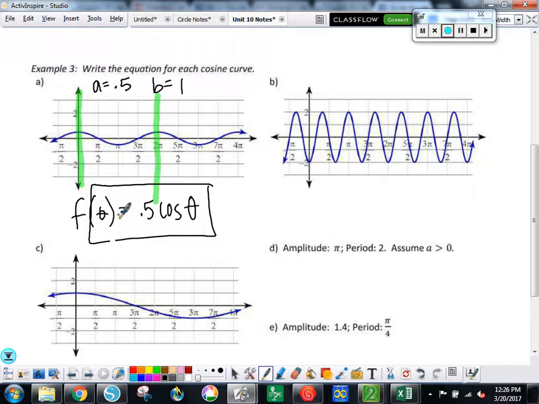It doesn't matter. Yeah, read it. What is b equal 1? B equals 1 because that's how many cycles happen between 0 and 2 pi. So it starts up here, goes down, comes back up. That's one full cycle. So on this one, if we look at the 2 pi, so it's 1, 2, 3, B equals 3.